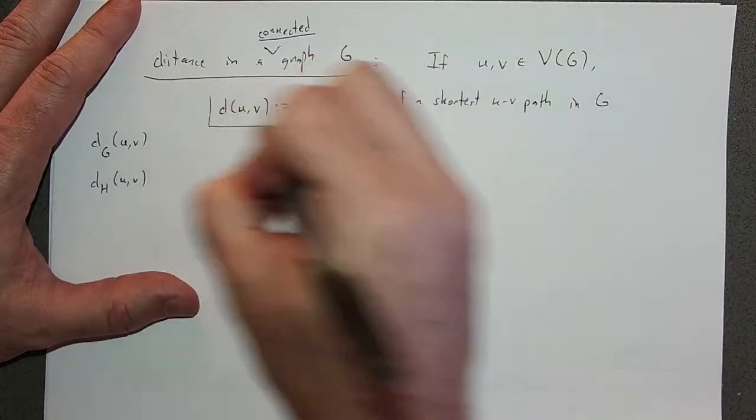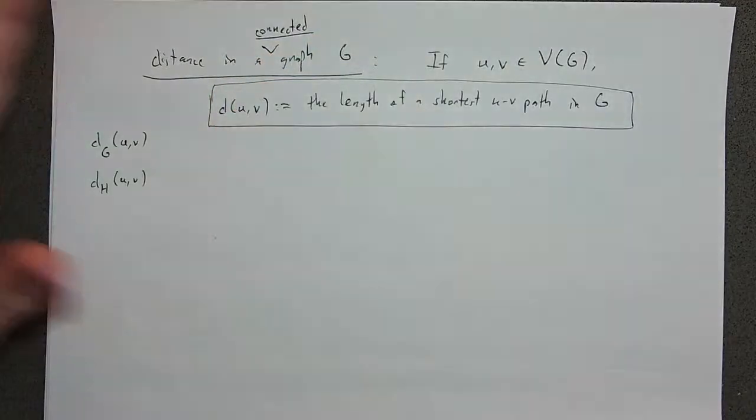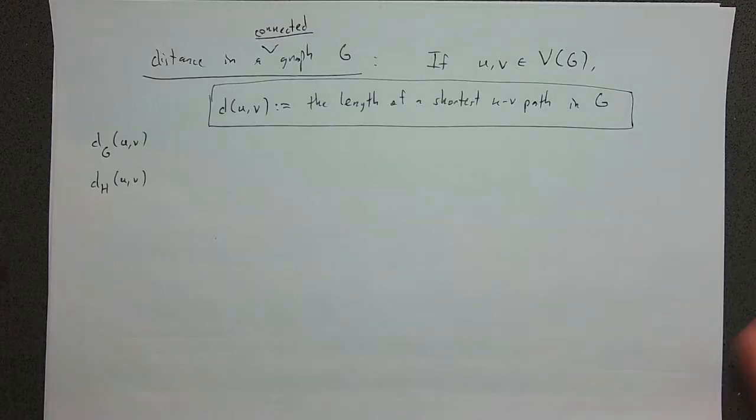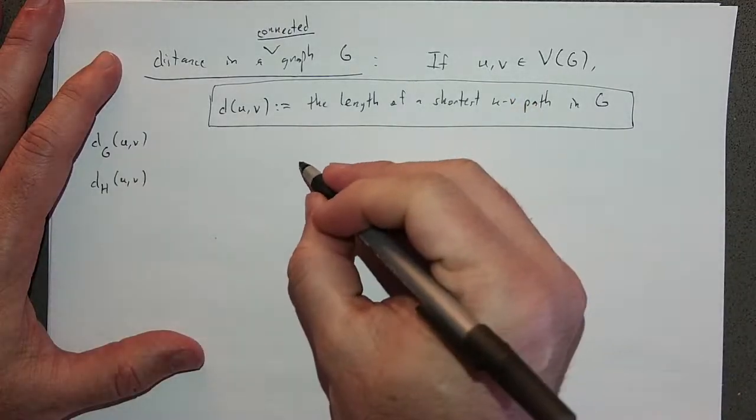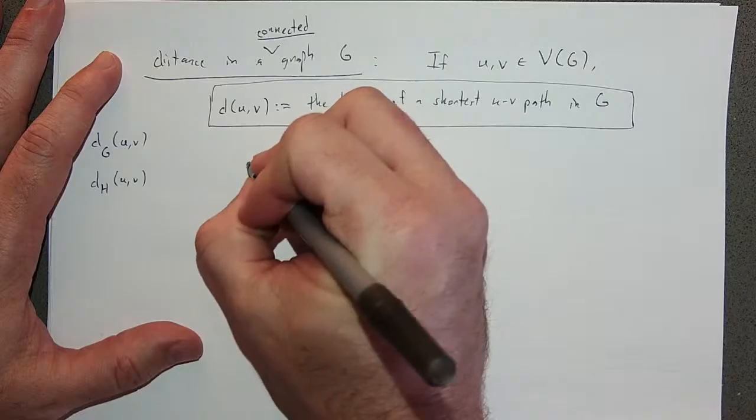And because of our previous work, the second theorem of graph theory, we know that this is not ill-defined. This is a well-defined object. We can always come up with this length, so we denote it as d of uv, and let's do a quick example.